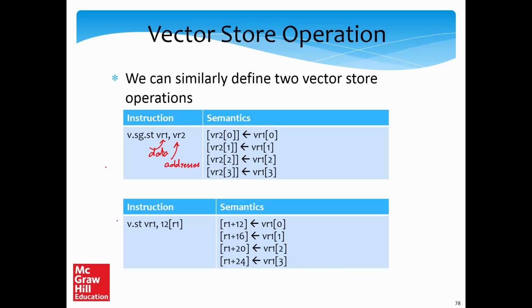At these addresses we write the values in the vector register vr1, which are its elements 0, 1, 2 and 3. We have another flavor of the same instruction where again vr1 is a vector register that contains the data. But instead of a scatter gather kind of operation, we give it a memory address and we assume for the subsequent 16 bytes, the data from vr1 is taken and written. So in this case, vr1 0 goes to the contents of R1 plus 12. Similarly, vr1 1's data, 4 bytes, goes to R1 plus 16, 17, 18 and 19. Similarly for vr1 2 and vr1 3.